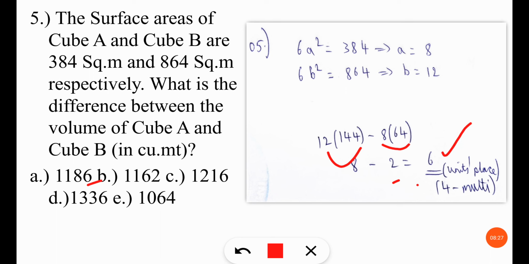There are 3 options ending with 6, so we'll go with the last 2 digits. 12 times 4 is 48, again 12 times 4 is 48, 40 plus 4 is 52, so this ends with 28. Next, 8 times 4 is 32, 8 times 6 is 48 plus 1 is 12. 28 minus 12 gives 16. The last 2 digits are 16, so only one option is there, that is option C.